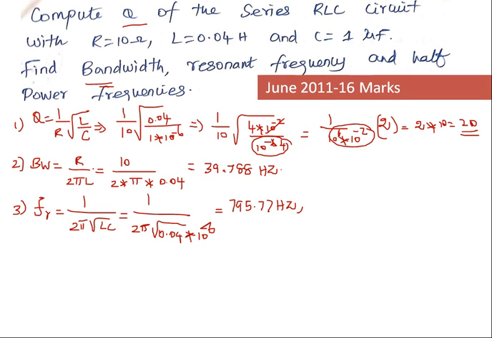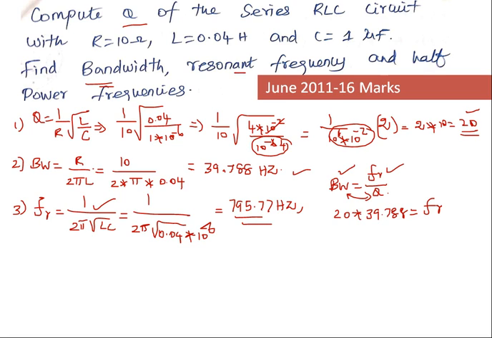FR can also be calculated by using another formula, because we already know the bandwidth as well as quality factor. These three factors are related by bandwidth is equal to FR by quality factor. So to calculate resonant frequency, you just have to multiply bandwidth with quality factor. That is 20 into 39.788, which gives the same answer as the formula 1 by 2 pi root LC. So you can use any one formula. FR is equal to bandwidth into quality factor, or FR is equal to 1 by 2 pi root LC. Both formulas give the same answer. Okay, the third parameter is also found.